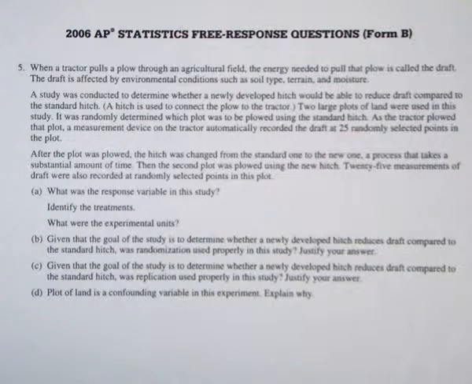And then D, plot of land is a confounding variable. Explain why. Although there were 25 measurements taken at different locations in the two plots, each hitch was used in one plot only. Thus, if a difference in the draft is observed, we will not know whether the difference is due to the hitch or to the plot of land.